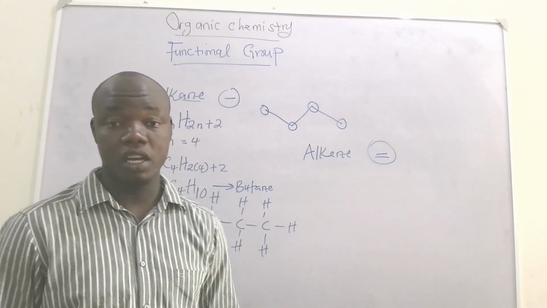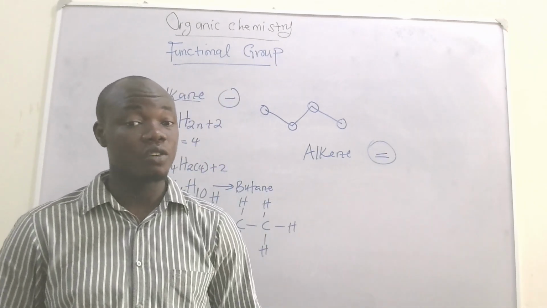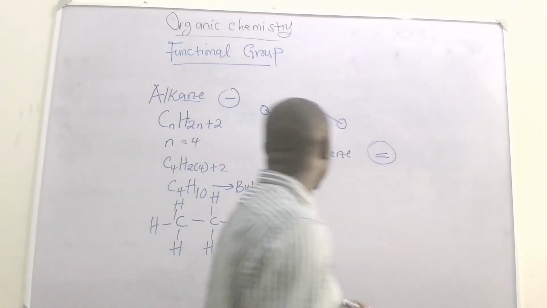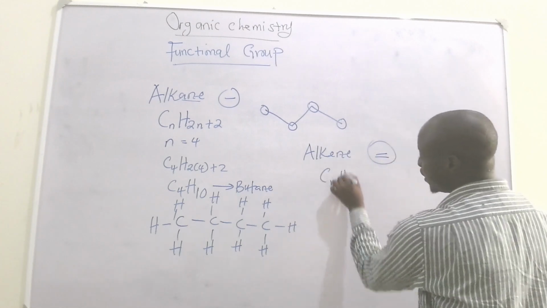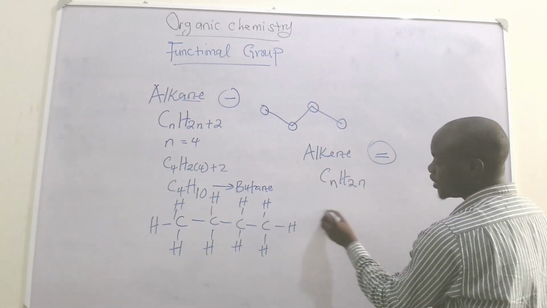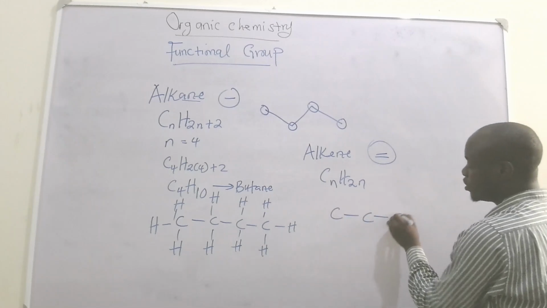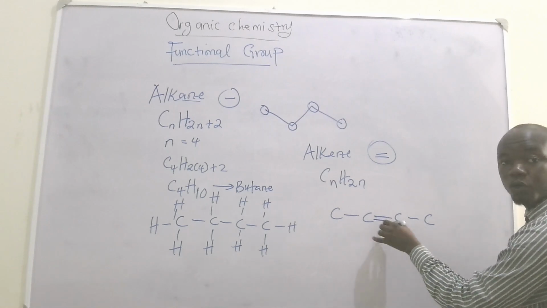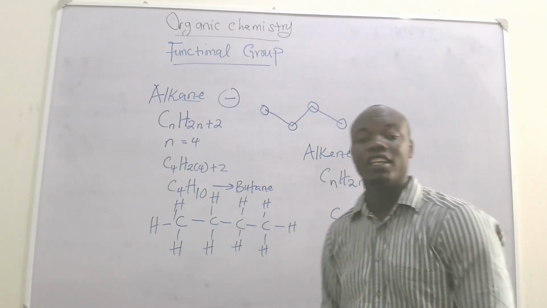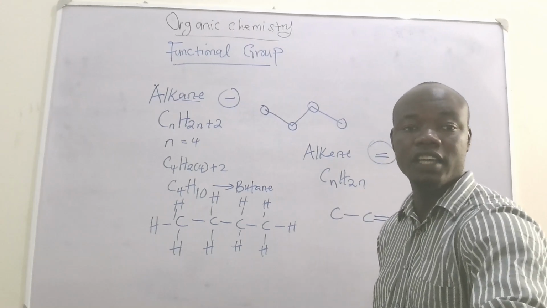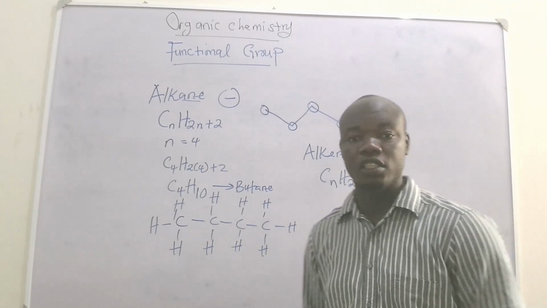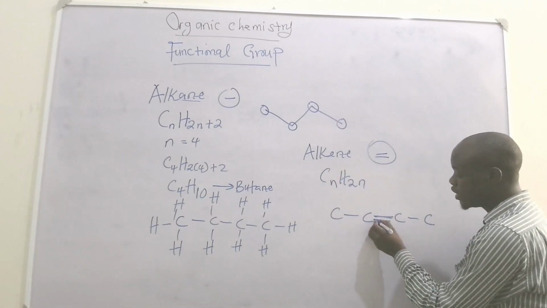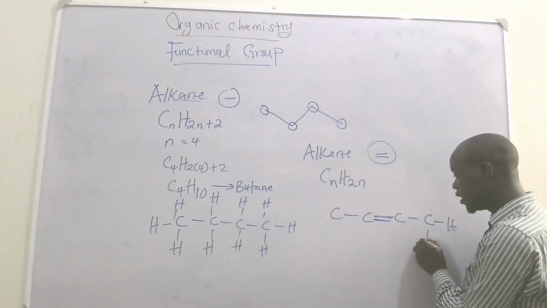And of course, whenever you have a double bond, that means that the compound is unsaturated. Remember that alkenes have this formula. In alkenes, for example, you can have something like this: a double bond. This double bond is an indication that the alkene has a deficiency of hydrogen atoms.